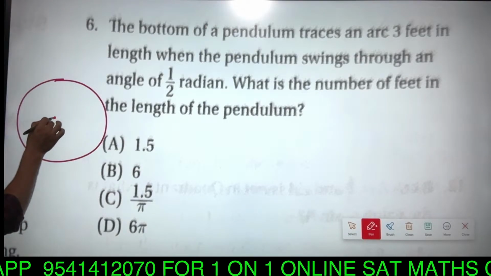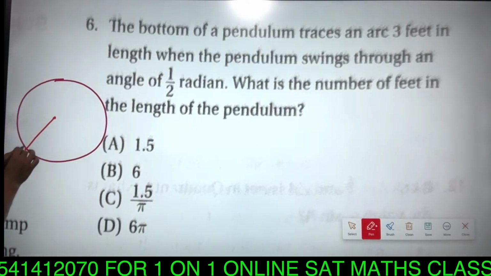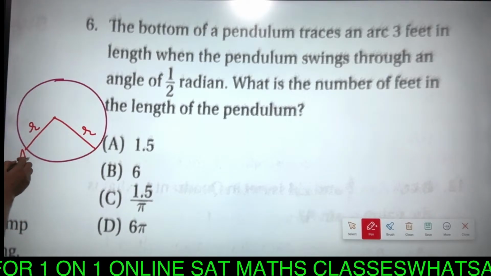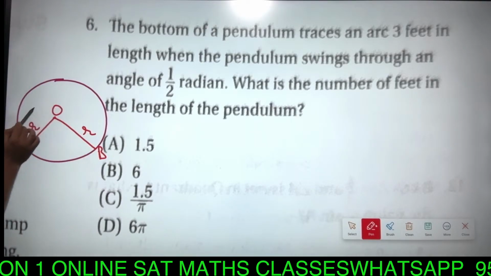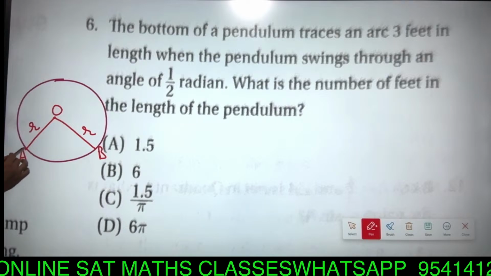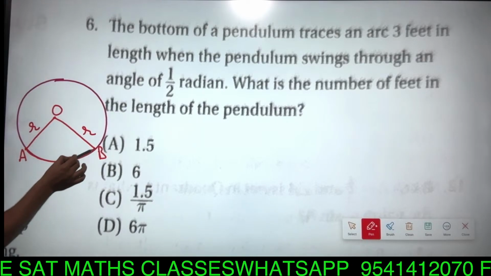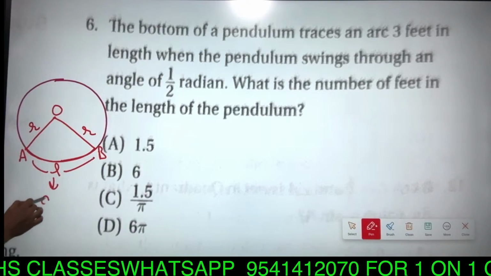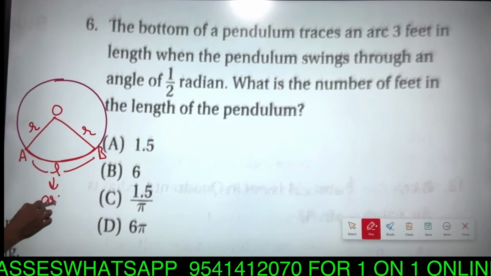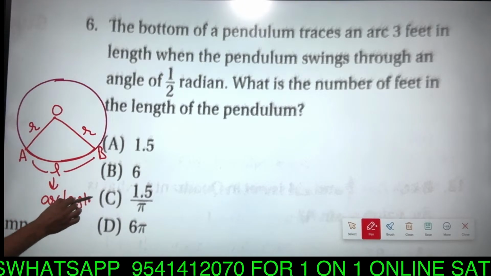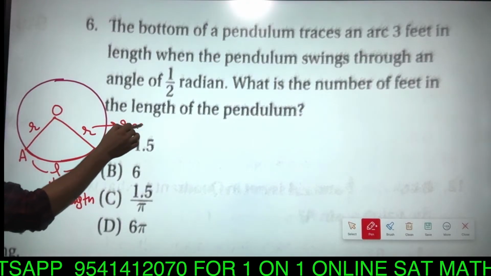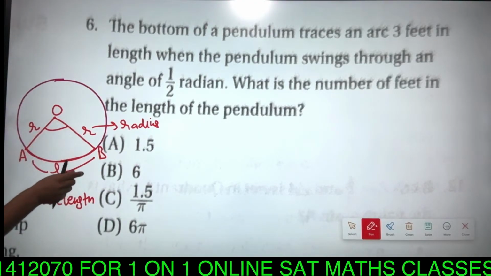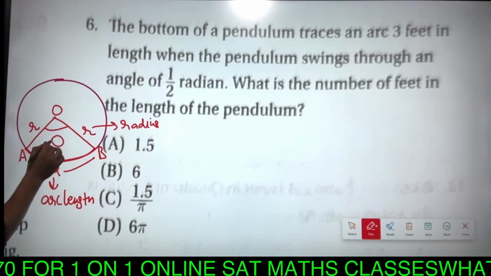If we join this center with any point, this will be the radius, and again if we join this, it will be a radius. Now suppose this is point B, and this is O, the center. From A to B, if we go through the circumference, this value will be equal to L. L means arc length. This is an arc and L is the arc length. So L is arc length, R is radius, and the angle made between the two radii, let's say this angle is theta.